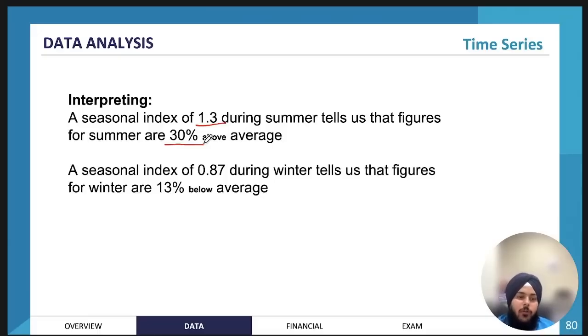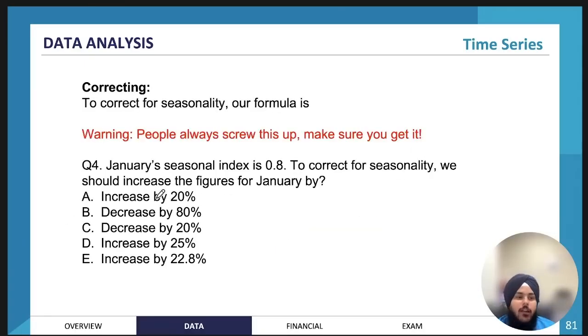Similarly, if it's below, all we need to do is 1 minus 0.87, or whatever that value is, and multiply by 100 again to determine the percentage. So if the seasonal index is 0.87 during the winter, this tells us that the figures are 13% below average. So that's how we interpret seasonal indices.